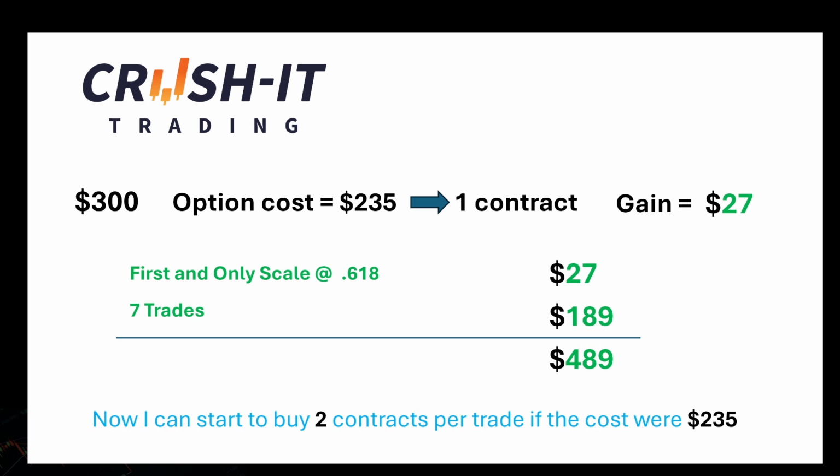So we made $27. In order to get to 2 contracts, we need to get 7 trades under our belt for $189, and that's going to give us $489. So now we can start to buy 2 contracts if they were $235. Now, this is an example, you guys.